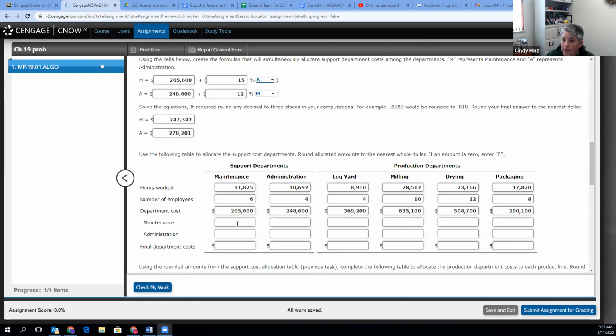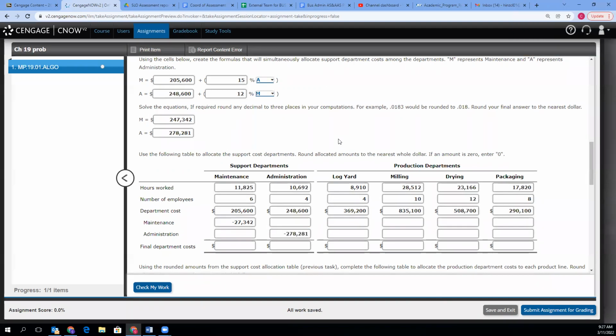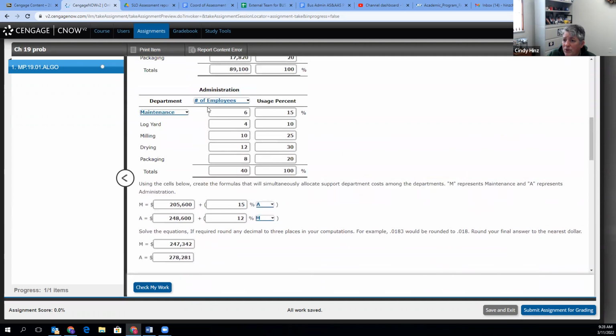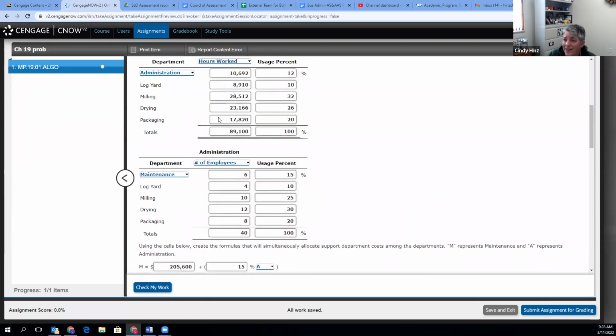And so in this table, I'm going to just enter those numbers. This is how much we're going to allocate out of maintenance, 247,342. And administration, we're going to allocate out 278. You forgot the 4 in the. Oh, thank you. Typo. Whoops. 247,342. Thank you, Seth. And we're going to allocate those based on the percentages that we calculated in these tables.